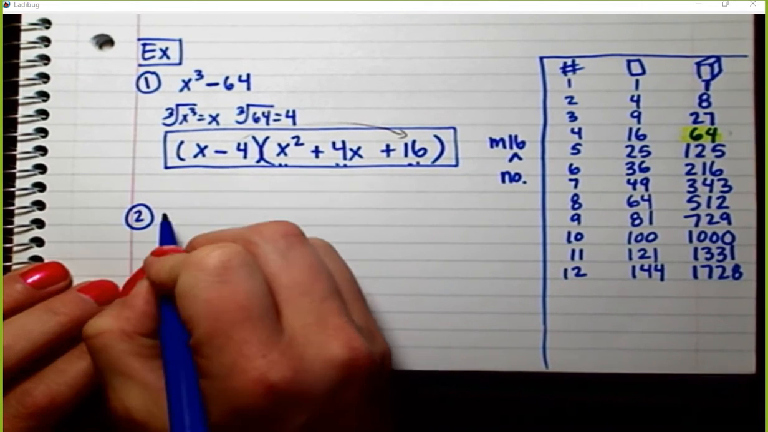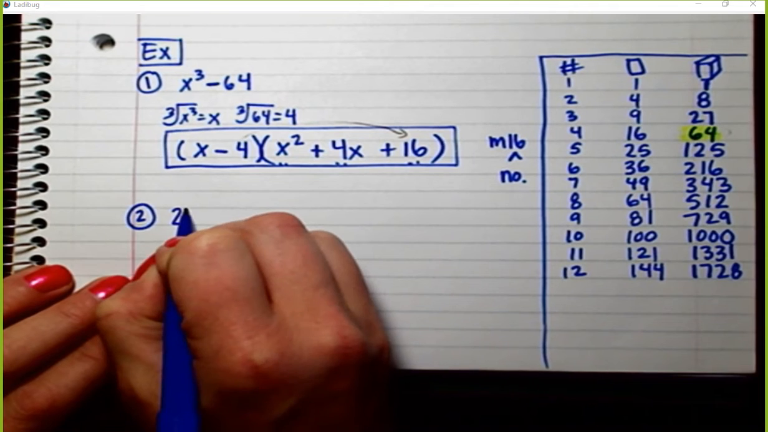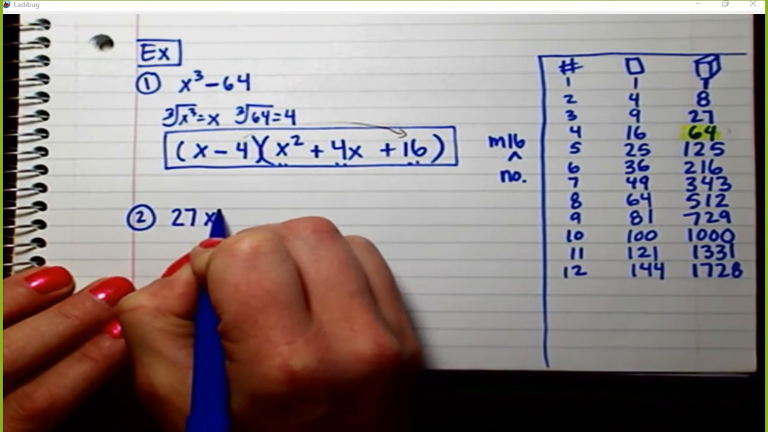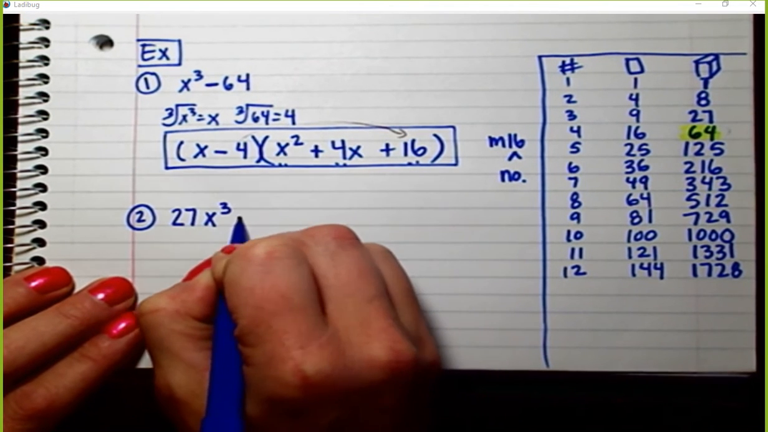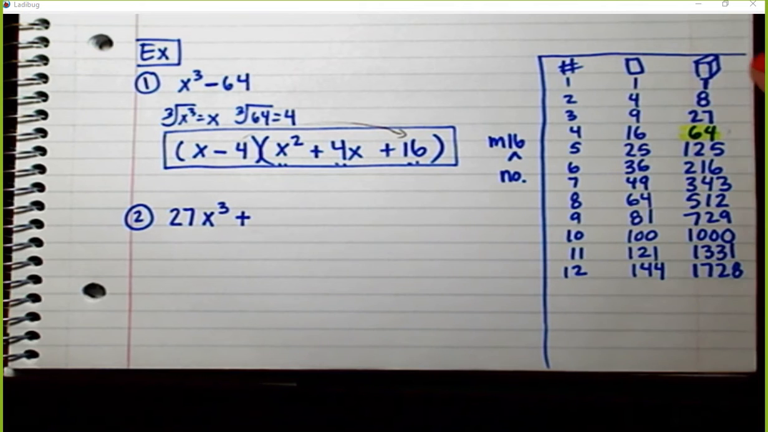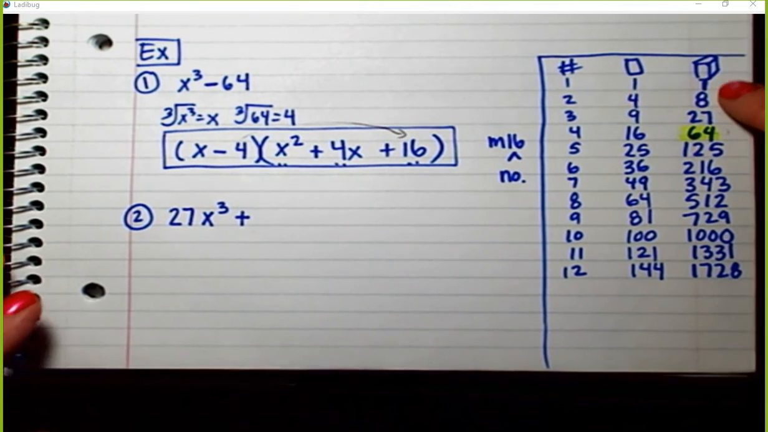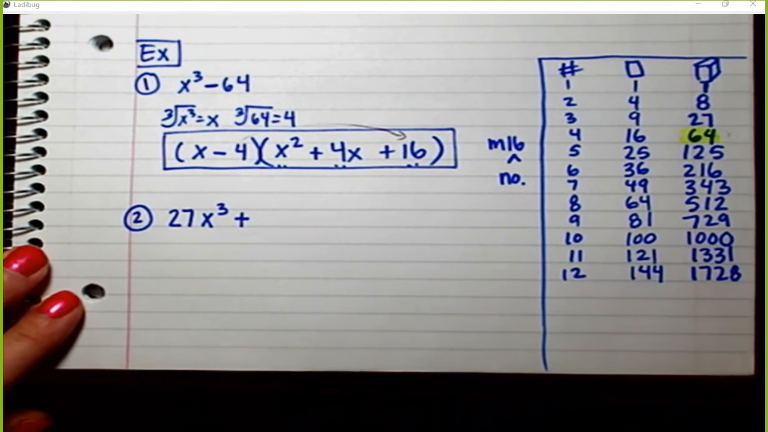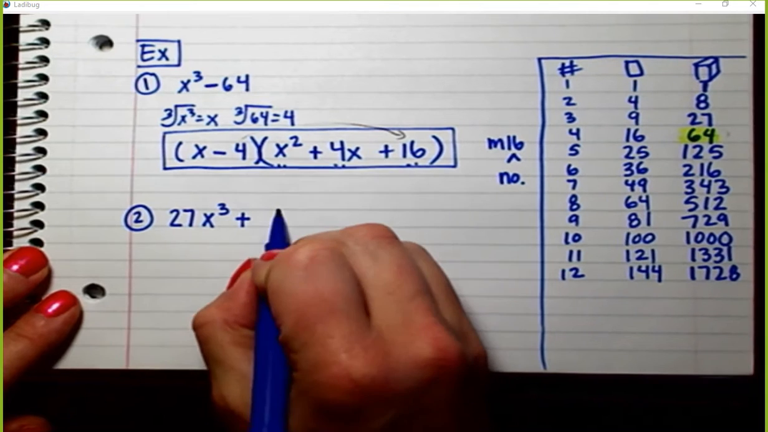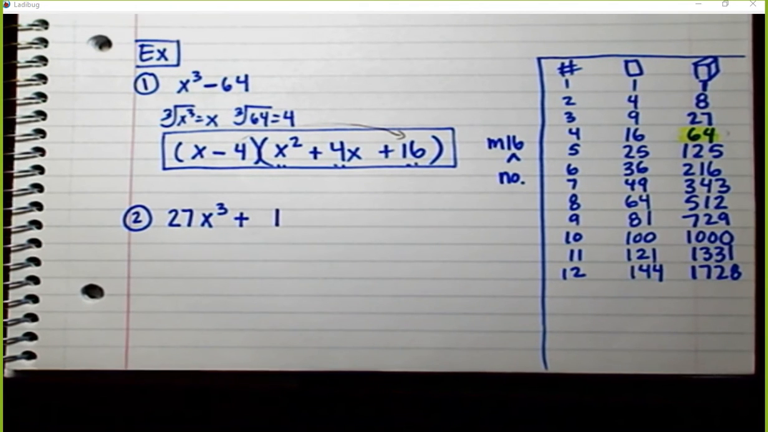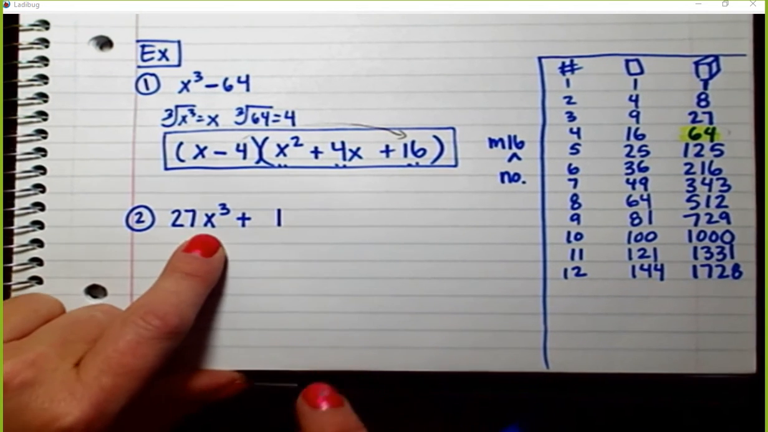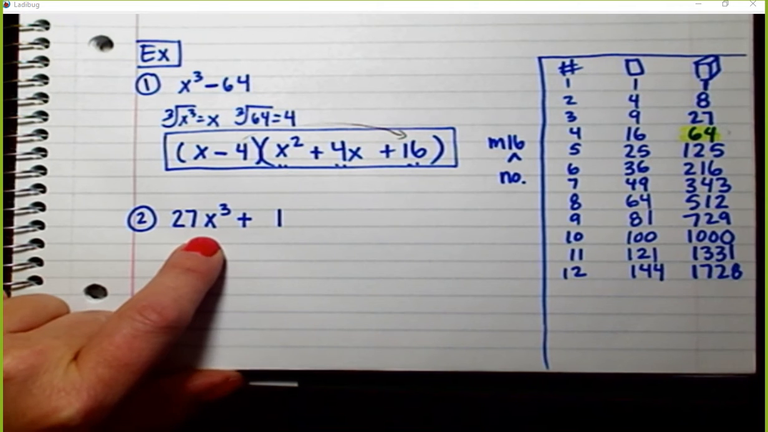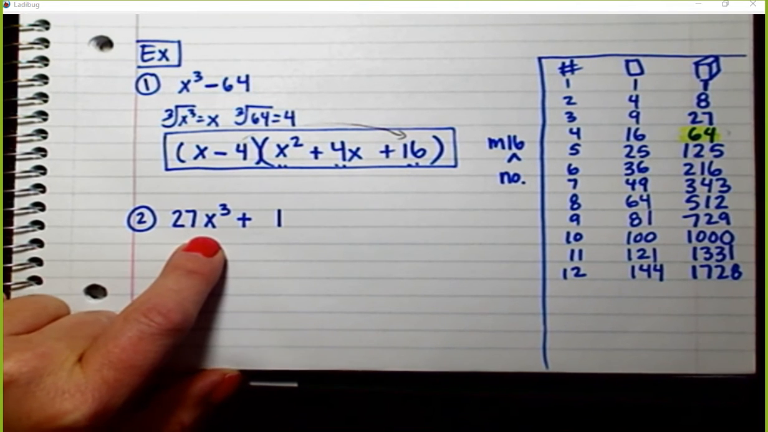I want to try 27x cubed plus, okay, let's pick a number off of our cube list. I like 1. It's a good one. Kind of funky looking. Okay, here we go. I see x cubed, so I'm like, maybe these are perfect cubes, so I'm going to check.